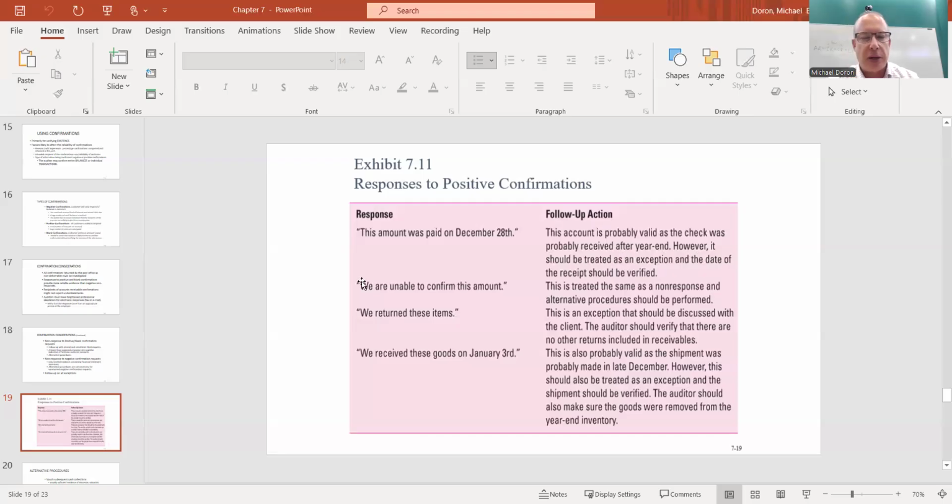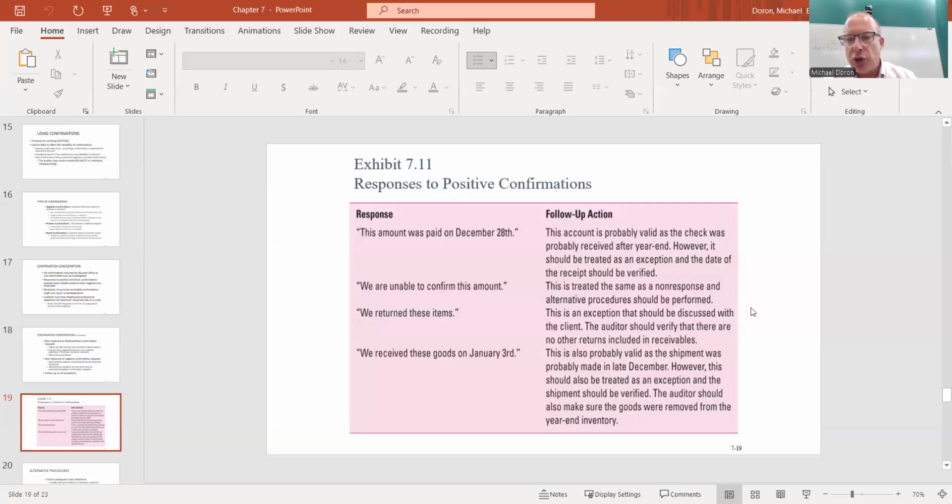Okay, another type of response you might get. We are unable to confirm this amount. This is treated the same as a non-response, and alternative procedures should be performed. So you ask them, is it correct that you have an outstanding balance of $2,000? They say, we can't tell you that, we don't know, or no, that's not right. That's a problem.